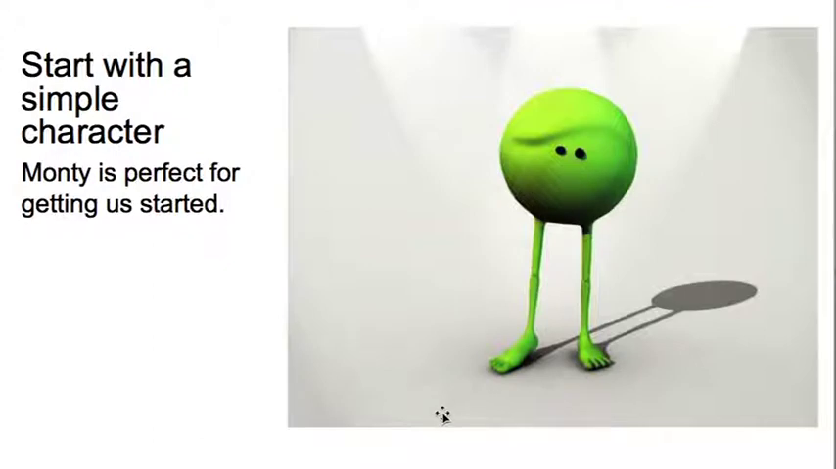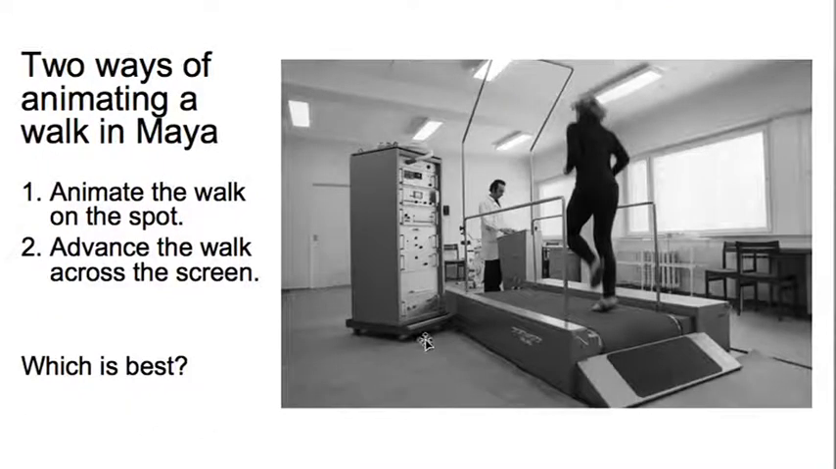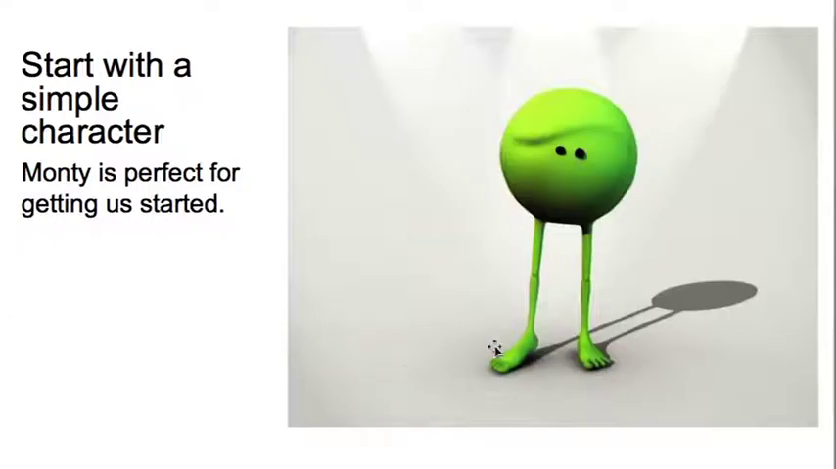The reason for that is it's easier to keep track of the feet on the ground if you animate the character walking across the screen. We'll create a treadmill later on, we'll come back to that, but this is the best way to animate for now. Now we're going to start with a simple character. I suggest Monty. He's a great little character that you can get for free from creativecrash.com. Really nice little rig and really good for our purposes.